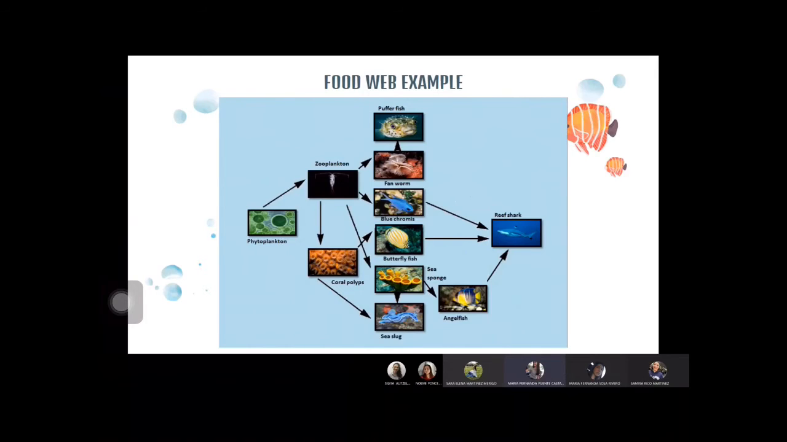Then, the zooplankton is consumed by some secondary consumers: the fanworm, the blue chromis, the sea sponge, and coral polyps. The fanworm is eaten by the tertiary consumer, the puffer fish. The coral polyps are eaten by the tertiary consumer, the sea slug. The sea sponge is eaten then by the angelfish. Finally, the angelfishes, the blue chromis, and the butterfly fish are all consumed by the tertiary consumer, the reef shark.